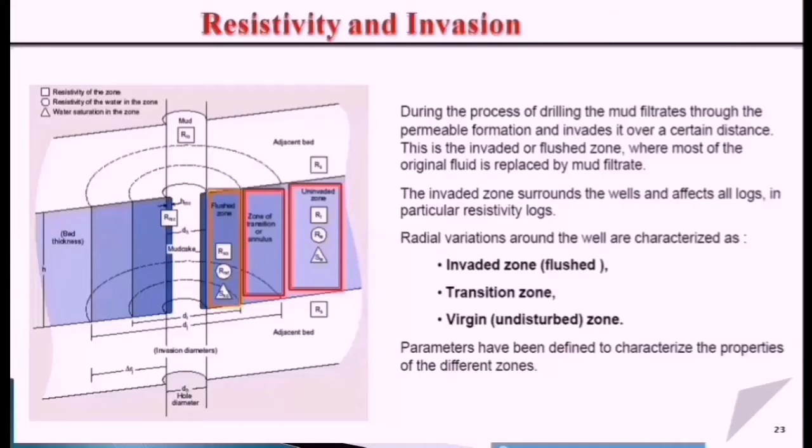Parameters have been defined to characterize the properties of the different zones. So we have parameters like RT, RW, SW. We have to characterize these parameters in different zones, either the flushed zone or the invaded zone. This is the transition zone, which is between the flushed zone and the uninvaded zone, and this is the uninvaded zone, from which we can obtain RT.